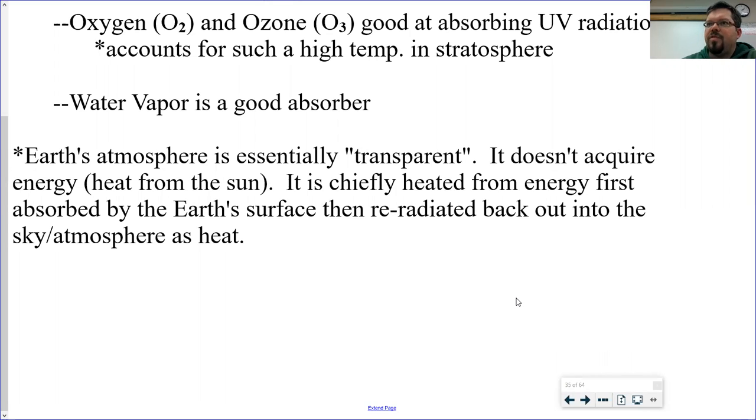Most of the solar radiation that is able to move through, that doesn't get immediately scattered back out into space, our atmosphere is not heated by or through the radiation that moves through it. It's chiefly heated from energy that is first absorbed by our planet's surface and then re-radiated back out into the sky or atmosphere as heat.